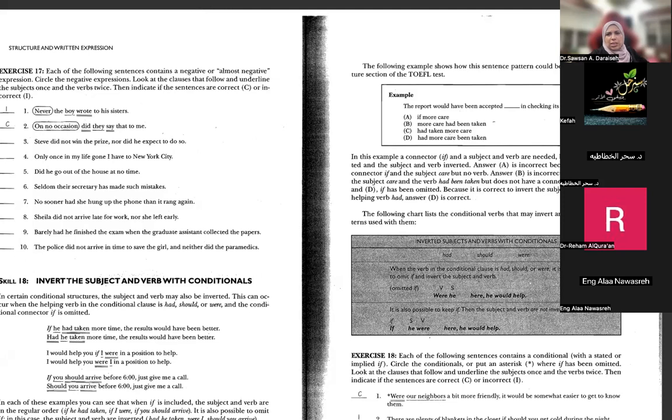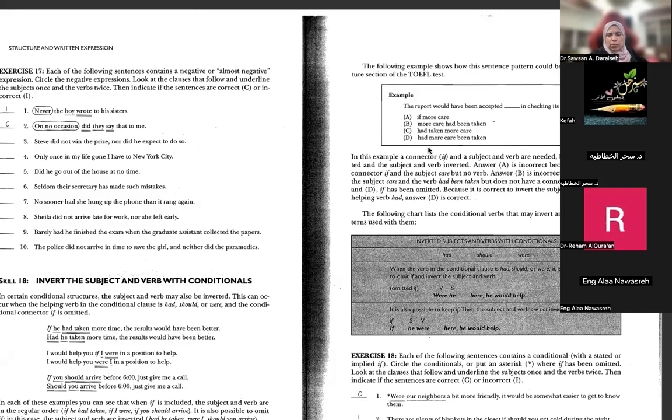So what do you think is the best answer? Of course, we don't have if in all cases here, okay? It seems there was inversion. Inversion took place already and if was removed. If we want to remove the if and do inversion, how should this look? It can't look like this, because if we have if, we need a subject and then a verb. Do we have a subject and a verb? No. So this example is not acceptable.